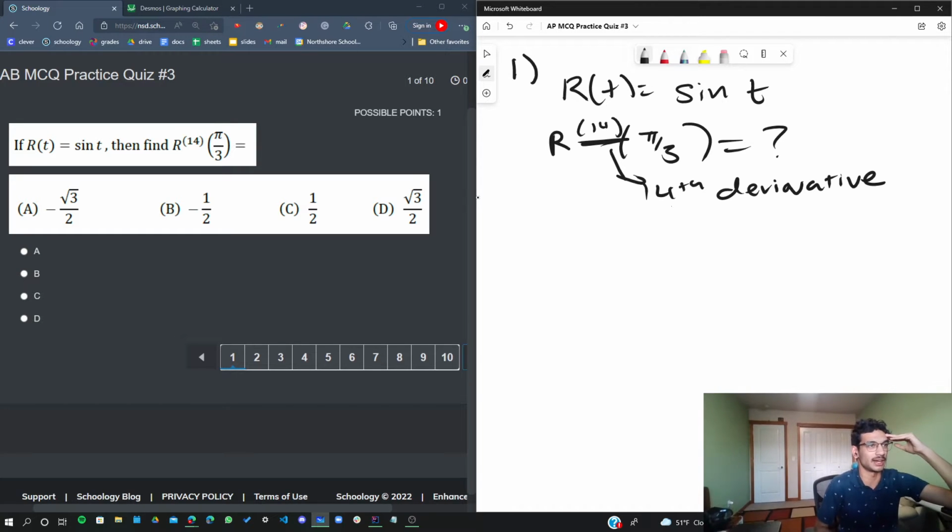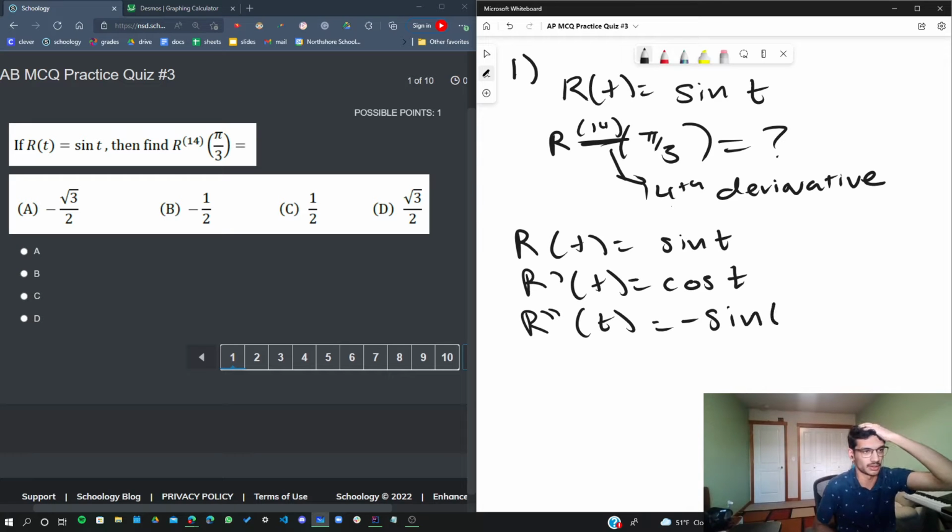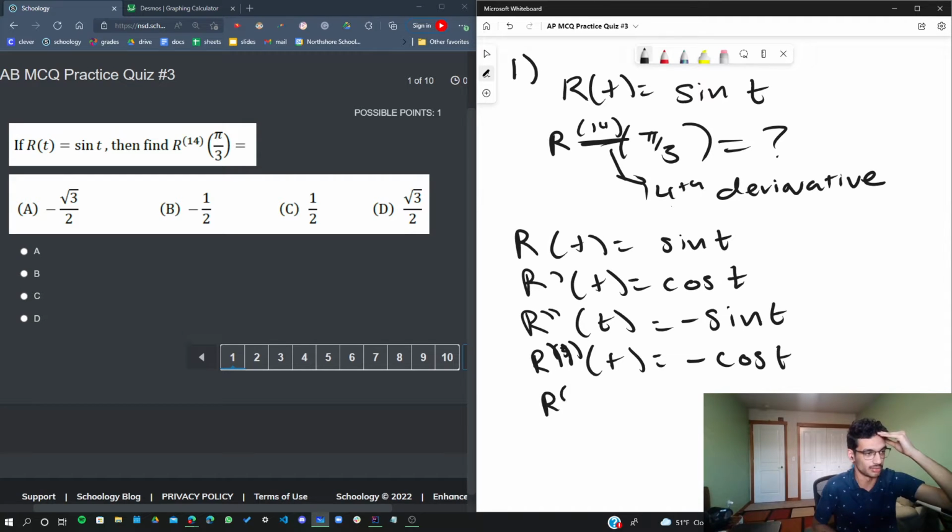But a cool thing about sine is, we start off with r of t, which is sine, and r prime is cosine. Then r double prime, the next derivative, is negative sine. The third derivative, you just put three primes right next to each other, is negative cosine. And then the fourth derivative is sine back again.